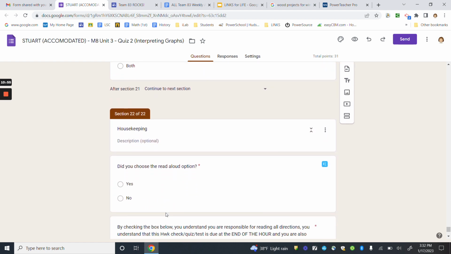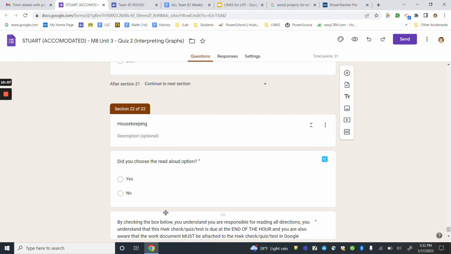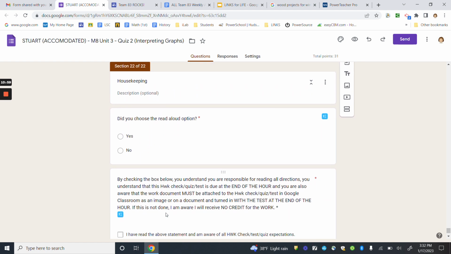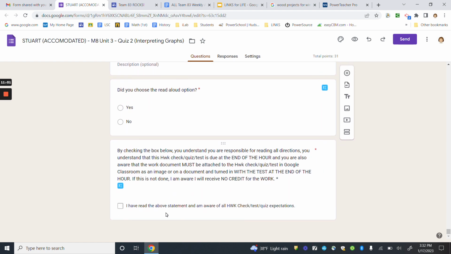Finally, if you chose the read aloud option, choose yes. If you did not, click no. And then before you turn this in, make sure you check your answers, your work document is complete, and that you are not to leave the class until this is completely done.